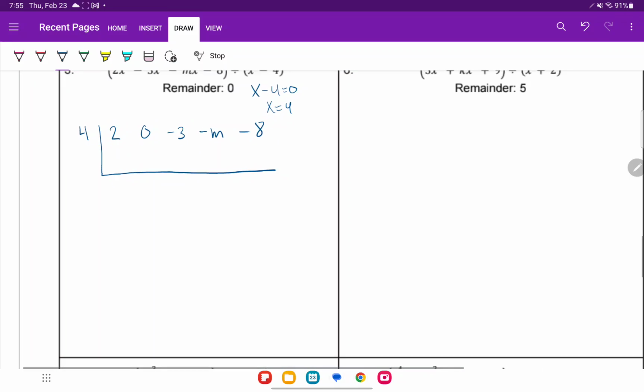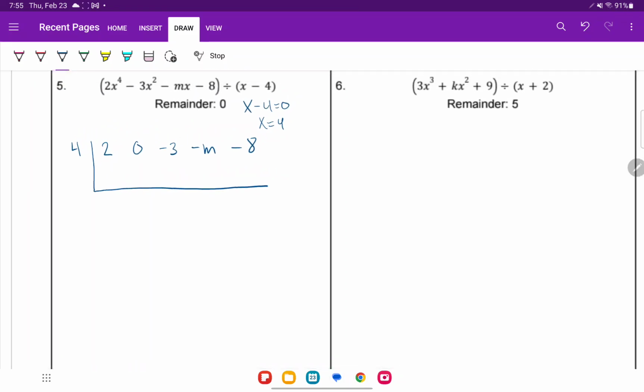Okay, now from here, we're going to perform synthetic division, and it's going to look a little bit different because of that little negative m. So let me show you what we're going to do here. So we go through the process. So we drop the 2. Let me switch that to green. So we're going to drop that 2. 4 times 2 is 8. Place in the next column, combine. 4 times 8 is 32. Combine.